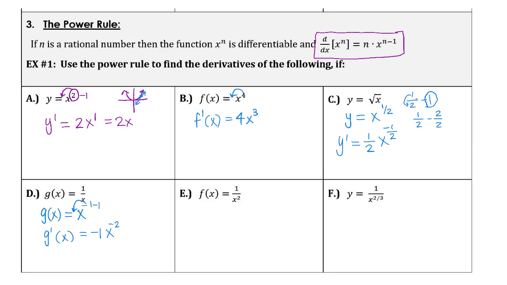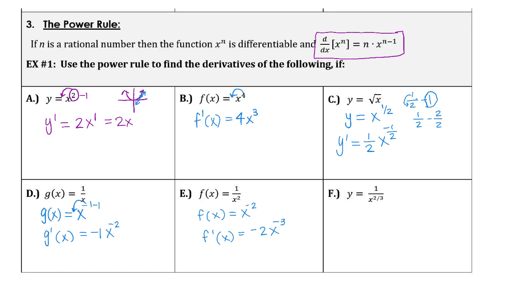Okay, what about for E? How am I going to rewrite that? And I'm just calling it f of x because I'm just rewriting it. That's going to be x to what power? Negative 2. So what would f prime at x be? Negative 2x to what power? Negative 3. Questions?